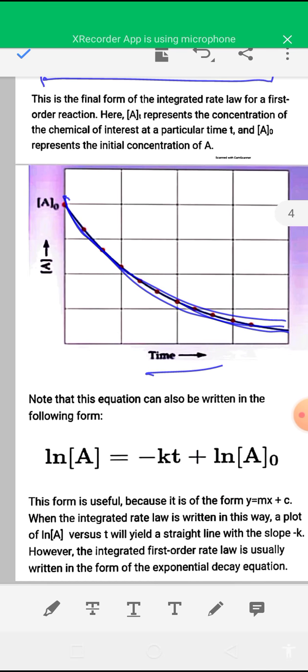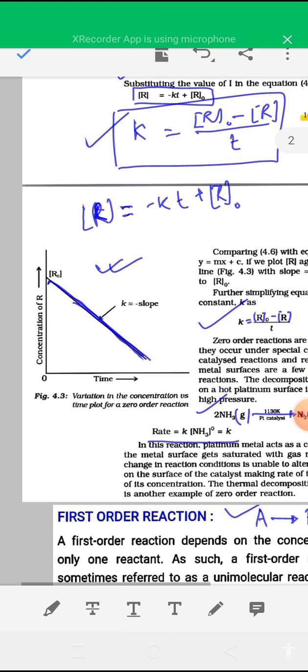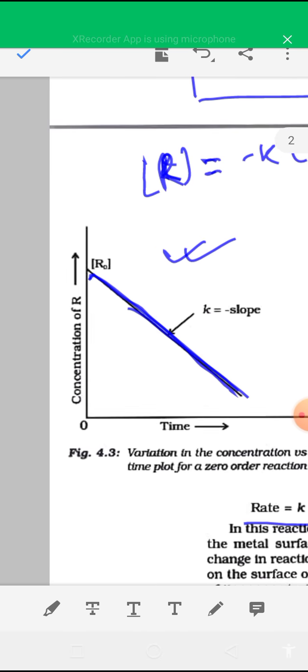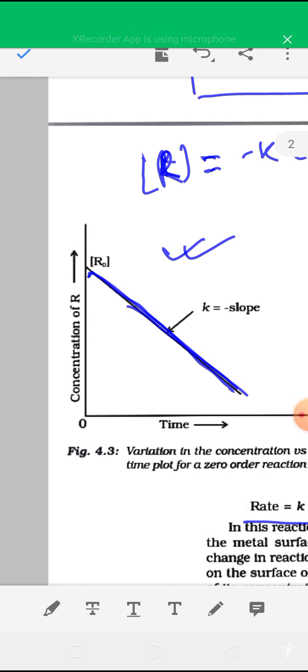And the concentration for a zero order reaction decreases in a straight line with negative slope. This is the concentration versus time graph for zero order reaction. That is, for zero order reaction, the concentration of reactant decreases linearly with time.